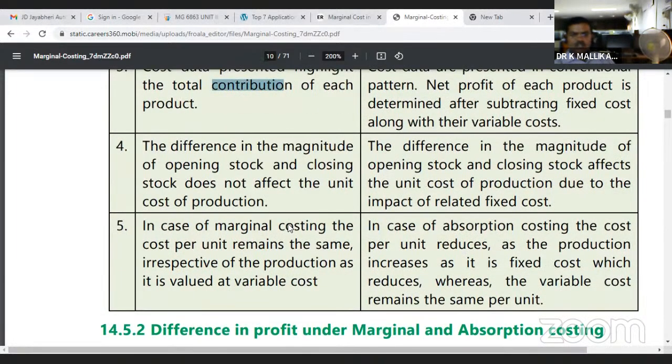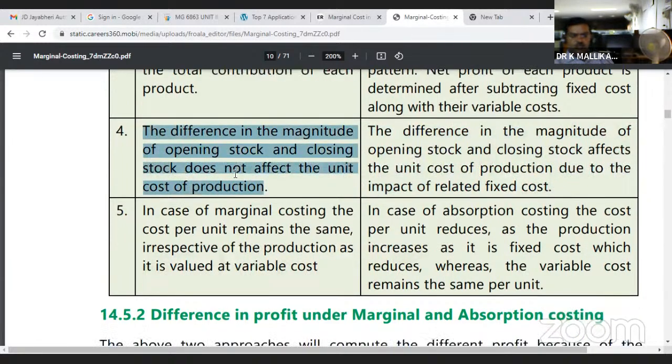But whereas in marginal costing, the difference between the magnitude of opening stock and closing stock does not affect any unit cost of production. Okay, but here it will reflect it. The opening and closing stock affect the cost of production due to the impact of related fixed cost. Here they are not considered as a fixed cost. There is no issue here.